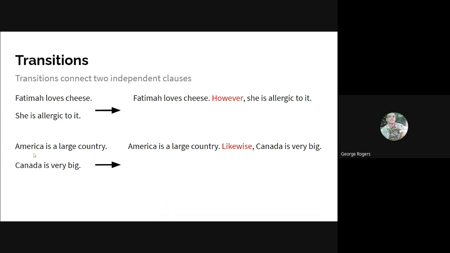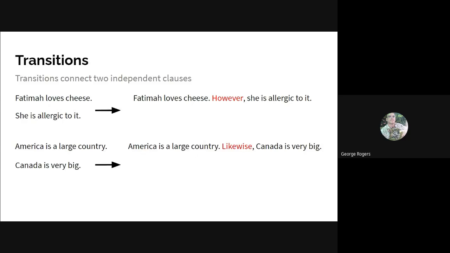Right? The next example. America is a large country. Canada is very big. Again, two separate sentences. Now we're going to put the two ideas together: America is a large country. Likewise, Canada is very big. So, of course, this is comparing. What we're really saying here, and another way that you could say that, is both America and Canada are very big. Both America and Canada are large countries, which is very true.